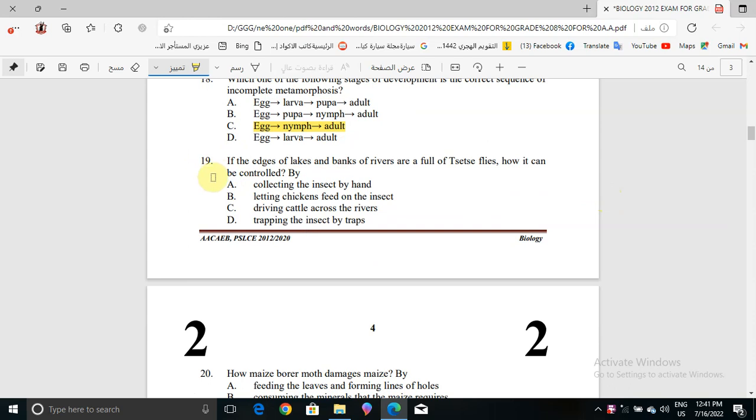Now question number 19 is asking, if the edges of lakes and banks of rivers are full of tsetse flies, how can they be controlled? By collecting the insects by hand? That's impossible. Letting chickens feed on the insects? No. Driving cattle across the rivers? No. Trapping the insects with traps? Yes, this one is the correct answer, to collect the tsetse flies from these lakes and banks of rivers.